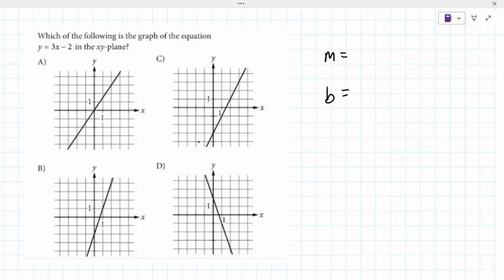The slope is just the number in front of x. What is it? It's the number 3 in front of x, just 3 or 3/1. What is the B value? What is the other number in the equation? -2. What does the B value represent?